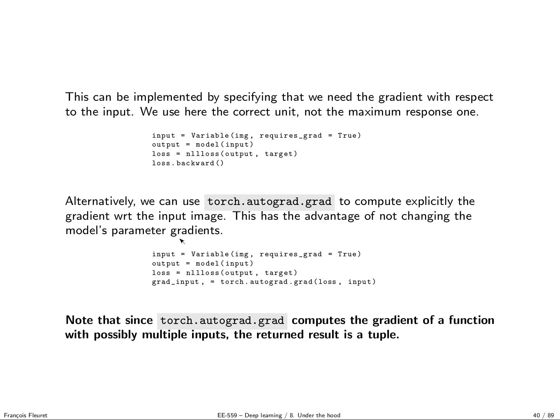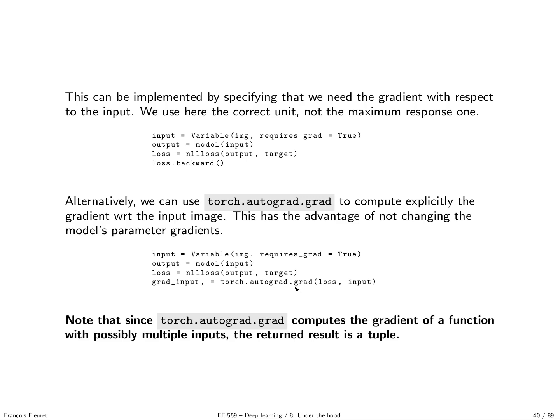The second option is to use torch.autograd.grad, which is basically the same. You put your input image in a variable where you require the gradient, compute the output, compute the loss, so the response of the correct unit. But instead of doing backward, which would also change the gradient of the parameters, which you may not want, by doing grad_input equals torch.autograd.grad, you just get the gradient of the loss with respect to the input. Technical point: there is a comma here because this always returns a tuple, since the function can get several tensors as parameters, so the gradient is always a bunch of tensors.